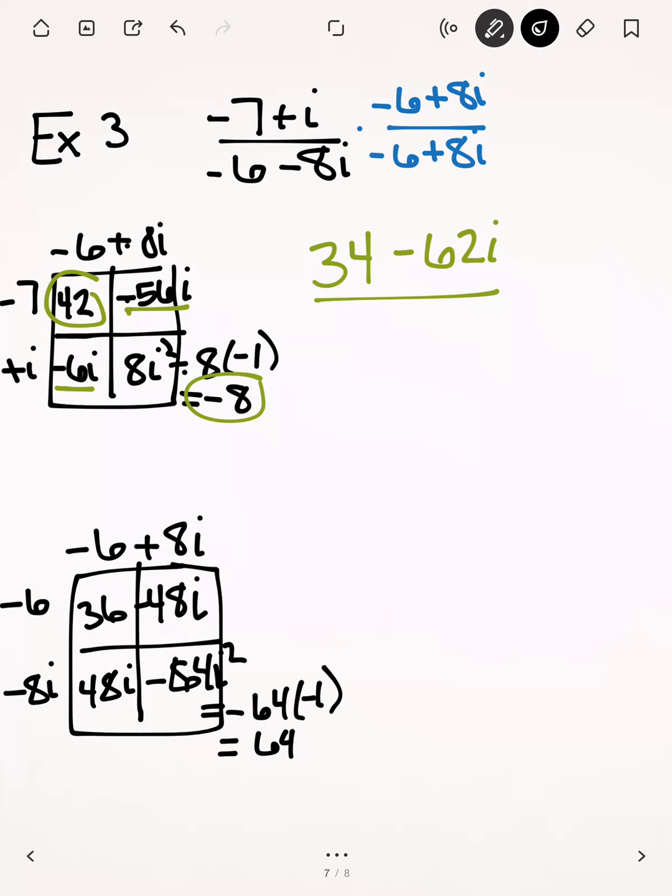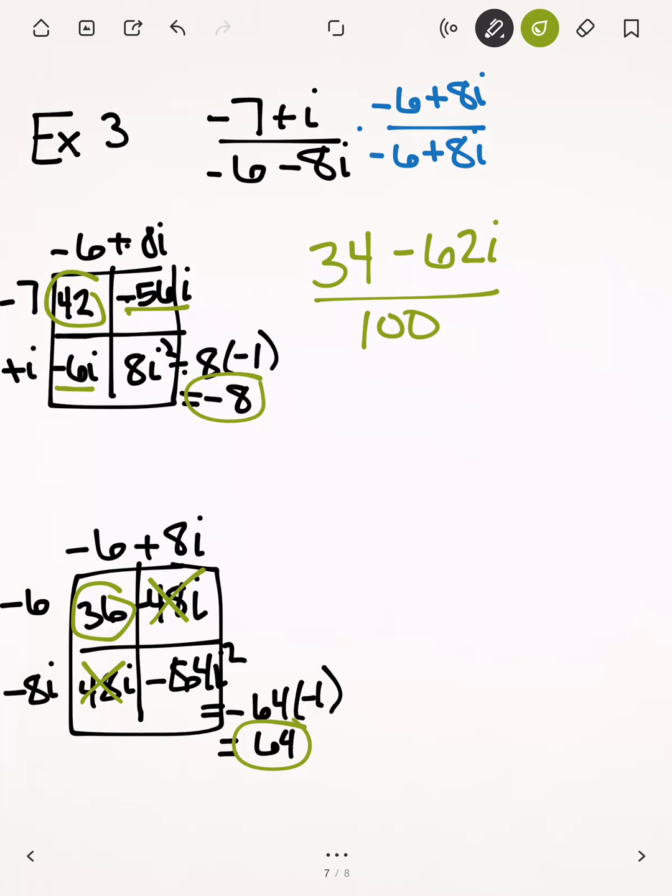Okay, so let's look. What is alike? We have 36 and 64. That gives me 100. And then my 48i and my negative 48i cancel out. So now I have my fraction: 34 minus 62i divided by 100.